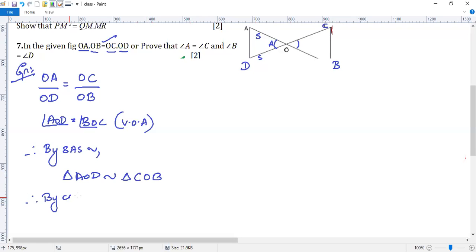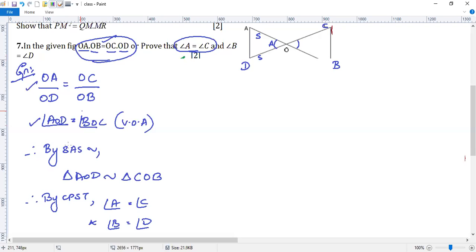Therefore, by CPST, you will have the corresponding parts to be what? What should the ratio be? We have brought in the ratio. Then we have to prove the angles, right? So we can just bring it in. By CPST, angle A equals angle C and angle B is equal to angle D. Done. So you rearrange this proportionality and write it, and the vertically opposite angles give one angle. Using these two pieces of data, apply SAS similarity and proceed with the answer. Clear about this?